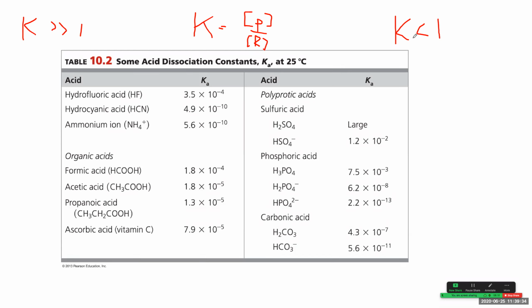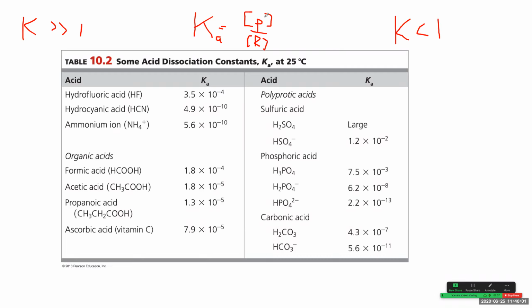When K is less than 1, mostly reactant is in solution. So not all of the substance ionizes. In your text, it talks about the percent ionization of weak acids. We're not going to go into that very much, but we are going to use K a lot in doing calculations. So you can look at these Kas, and for an acid, we put a subscript A for Ka.